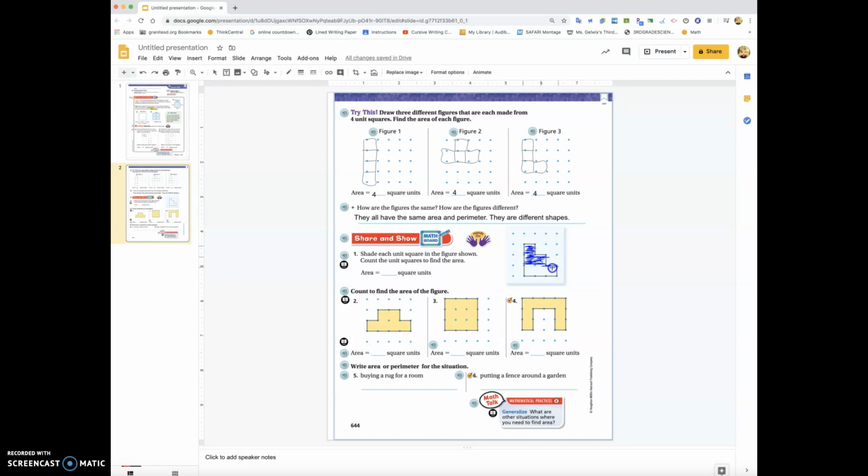I'm going to go over here. 4, 5, and 6. So the area inside has 6 squares inside. Now, if that still confuses you, you may connect the dots.